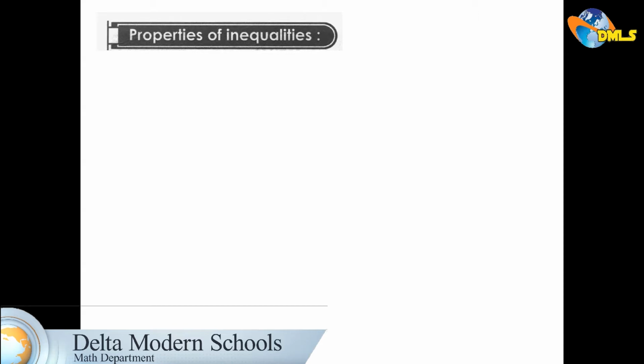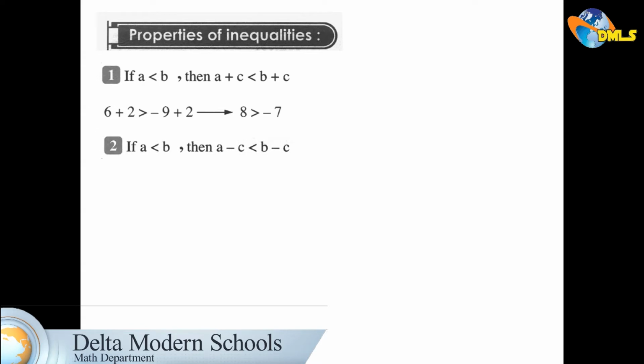Properties of inequalities. Number 1, if A less than B, then A plus C is also less than B plus C. For example, 6 plus 2 is more than negative 9 plus 2. So 8 is also more than negative 7. Number 2, if A less than B, then A minus C is less than B minus C. 6 minus 7 is more than negative 9 minus 7. So negative 1 is also more than negative 16.